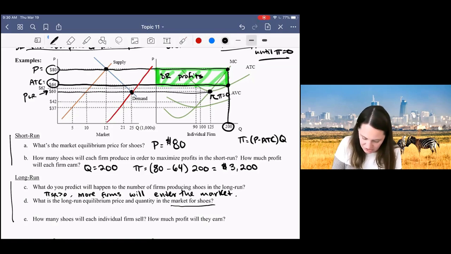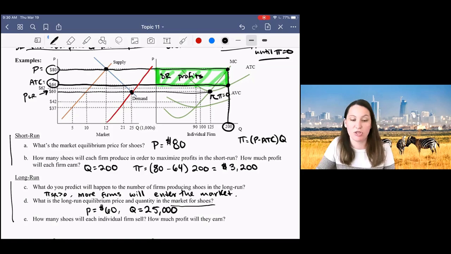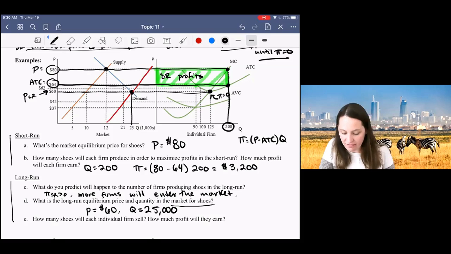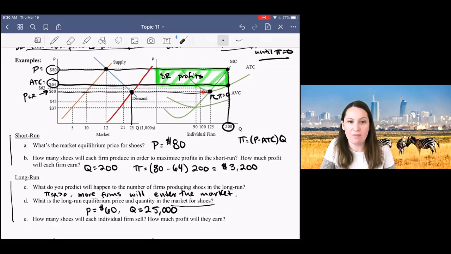So in the market for shoes, in the long run, the equilibrium price will be 60 and the equilibrium quantity here is 25,000 shoes. The way I found that point was to first find my profit equals 0 point on the individual firm graph. That'll tell me my price. Then what I want to do is just look along my demand curve for that price, and that will give me my market equilibrium quantity.